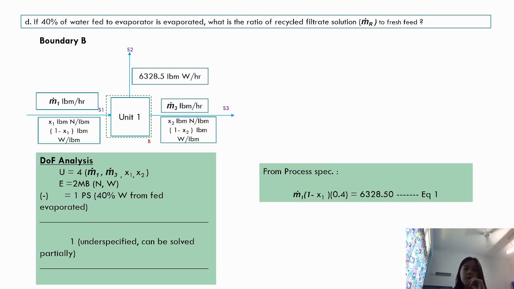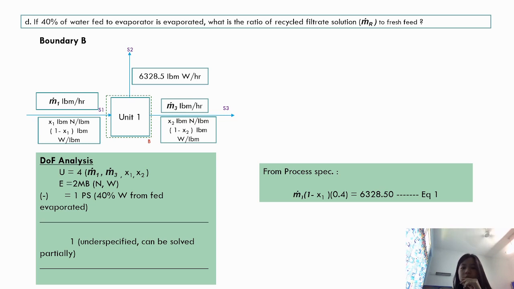If 40% of water fed to the evaporator is evaporated, what is the ratio of recycled filtrate solution MR to fresh feed rate? In this question, we use two boundaries, which are boundary B and boundary G. Unit 1 stands for the evaporator system. For the unknowns, there are 4 unknowns here, which are M1, M3, X1, and X2. There are 2 material balances, sodium nitrate and water, and 1 process spec given by the question, which is 40% of water from feed evaporated. So there is 1 underspecified, but it can be solved partially.